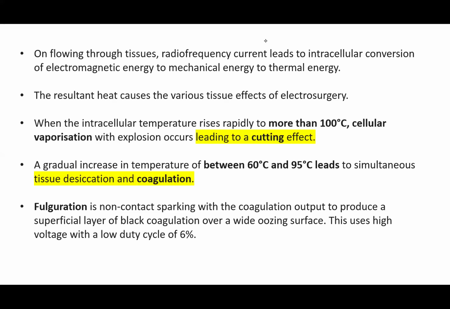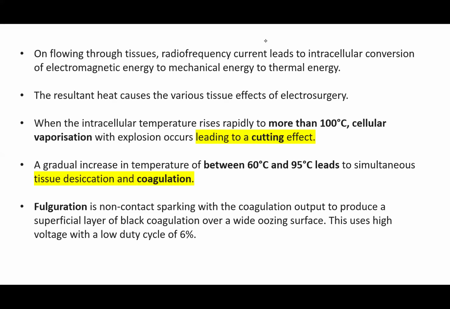A gradual increase in temperature between 60 degrees Celsius and 95 degrees Celsius leads to simultaneous tissue desiccation and coagulation. So the temperature below 100 degrees Celsius will rather cause denaturing and coagulation of the proteins, which will produce the effects of coagulation, while 100 degrees and above will produce cutting, because it bursts and explodes and vaporizes the content of the cells.